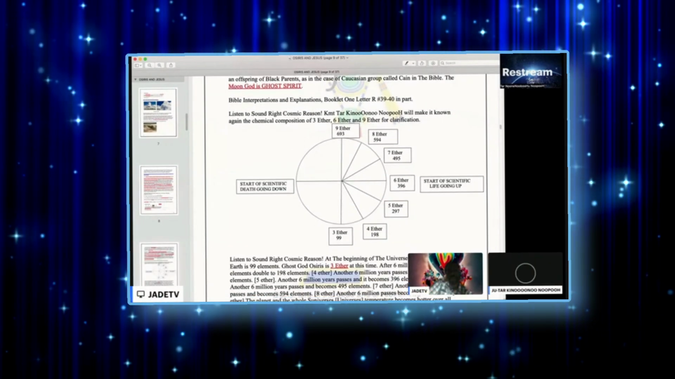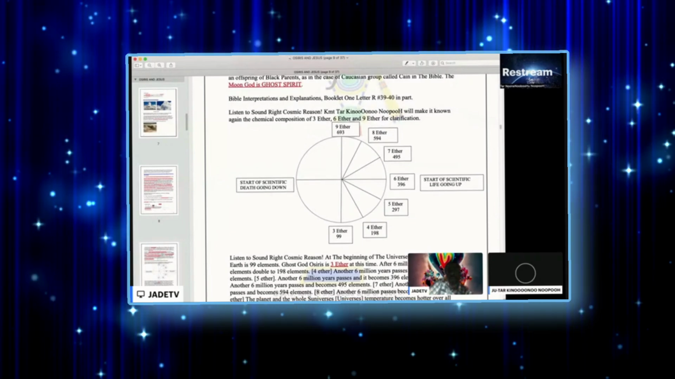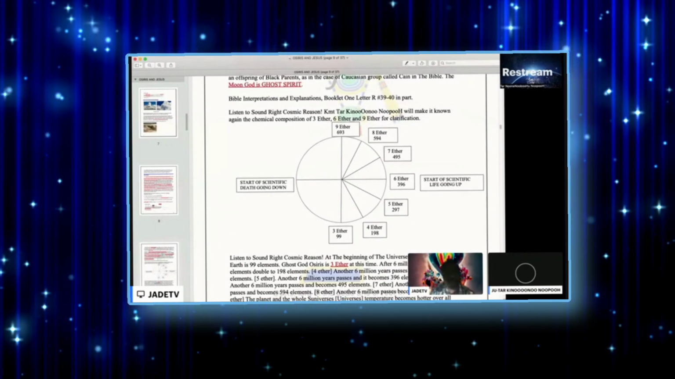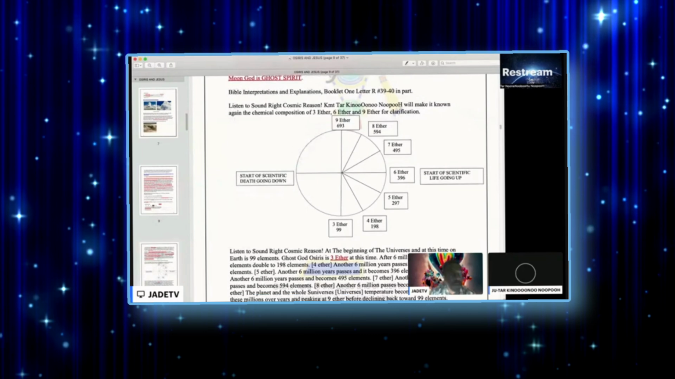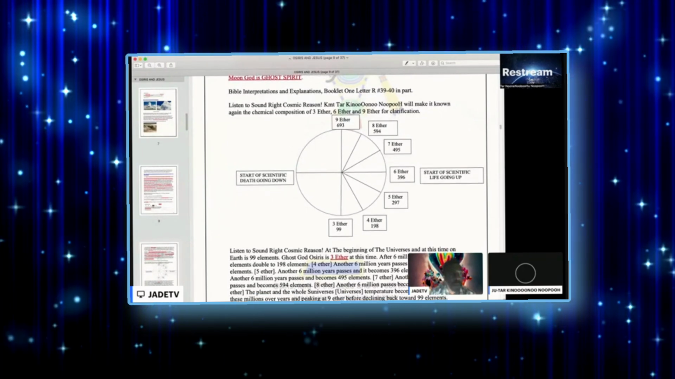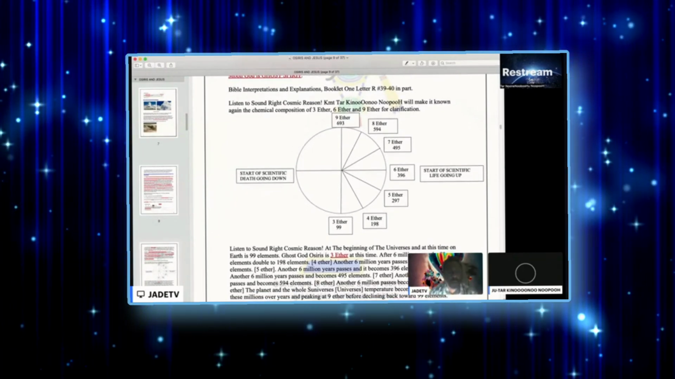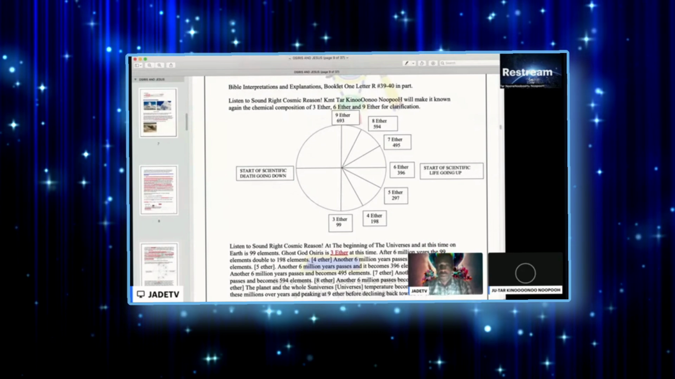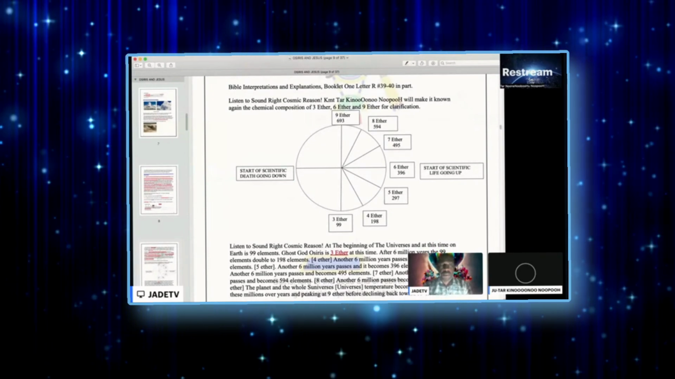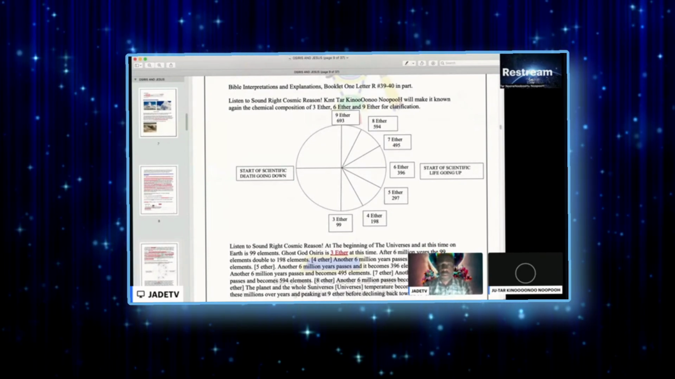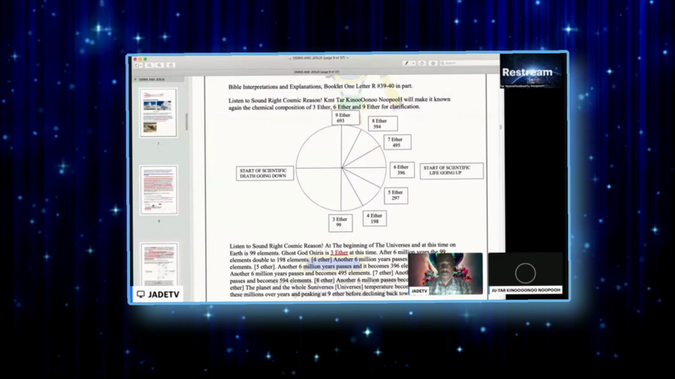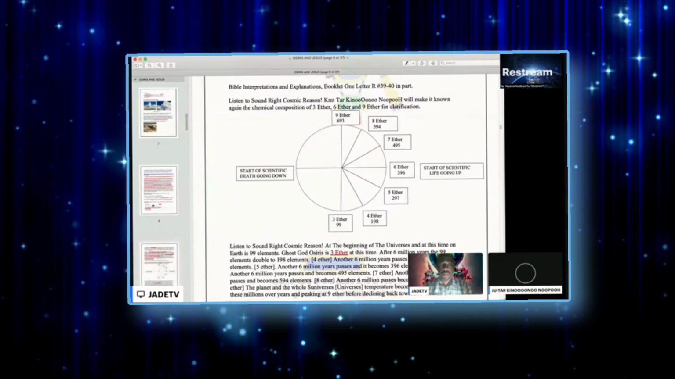7 ether, another 6 million years pass and becomes 594 elements. 8 ether, another 6 million passes becomes 693 elements. 9 ether, the planet and the whole sun universe temperatures become hotter over all these millions of years, peaking at 9 ether before declining back toward 99 elements.